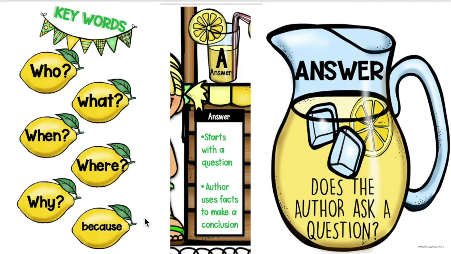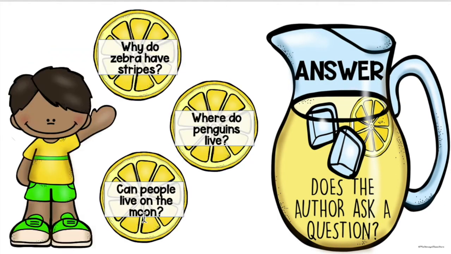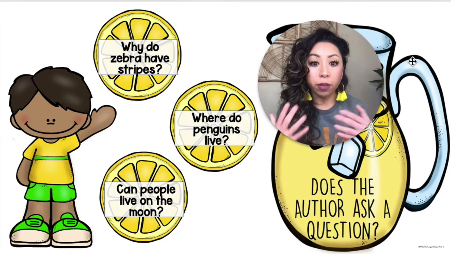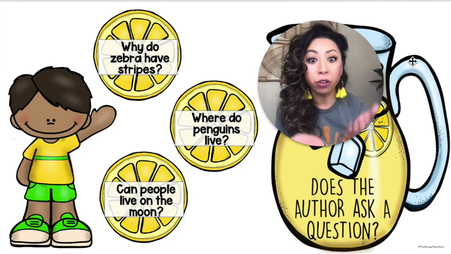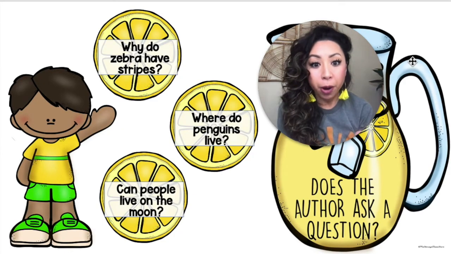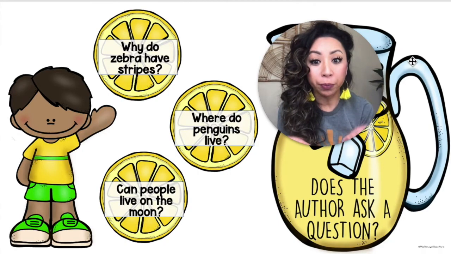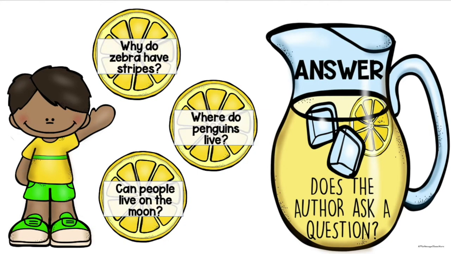Let's look at some examples of books that can be answering or asking a question. Why do zebras have stripes? Where do penguins live? And can people live on the moon? All these examples show us that the author is asking a question, and usually when you're reading it, they'll probably be answering that question for you. Let's look at the next one.